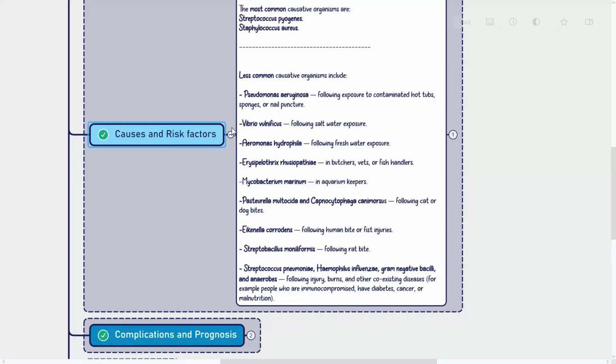Pasteurella multocida and Capnocytophaga canimorsus, following cat or dog bites. Eikenella corrodens, following human bite or fist injuries. Streptobacillus moniliformis, following rat bite. Streptococcus pneumoniae, Haemophilus influenzae, gram-negative bacilli, and anaerobes, following injury, burns, and other coexisting diseases. For example, people who are immunocompromised, have diabetes, or have cancer.